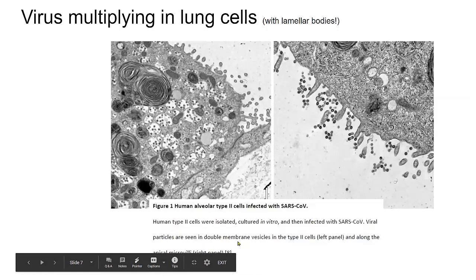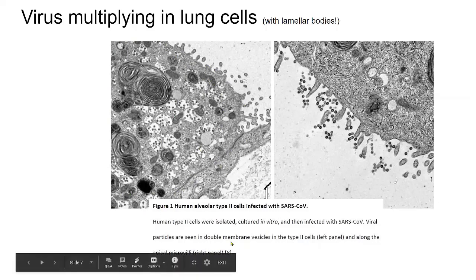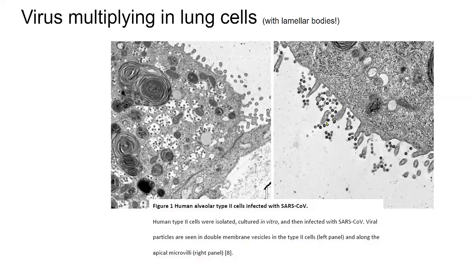Viral particles are seen in double membrane vesicles. So these little dots here, which are numerous, those are the virus particles, and you can see they're accumulating within this human lung cell. And then they're saying, here's the virus that's come out of the cell. Look at them. The virus replicates inside, but then in order for it to continue its life cycle, it has to come out. So this is the virus that has been shed by the cells.